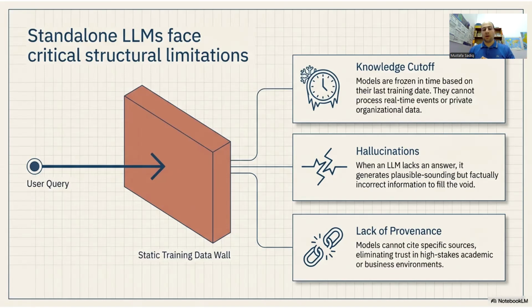Then there was this lack of provenance, which means that when we asked these models about the reference for this information that they are giving us, specifically when we know for sure that this information is wrong, they couldn't dig deep and give us the reference or the resource for this information.